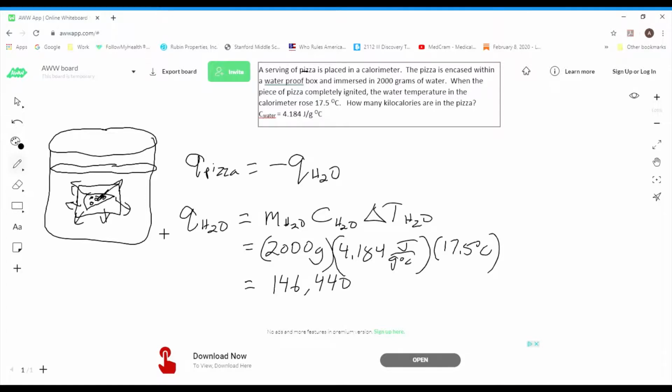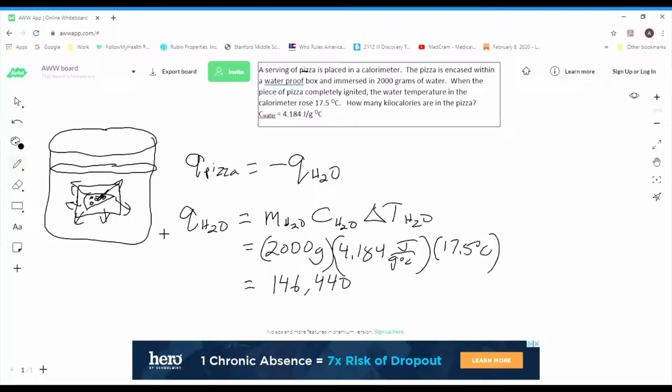146,440. Let me double check that 2,000. Okay. Now you'll notice that the units for the answer are going to be joules, because your grams in the mass cancel with the grams in the specific heat capacity's units. Degrees Celsius in the delta T also cancel with the degrees Celsius in the specific heat capacity, leaving you with just joules.